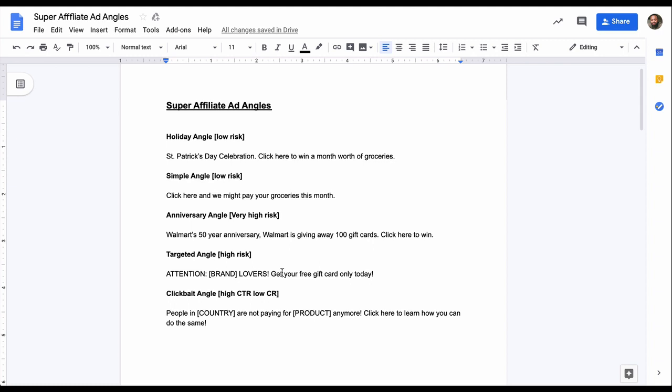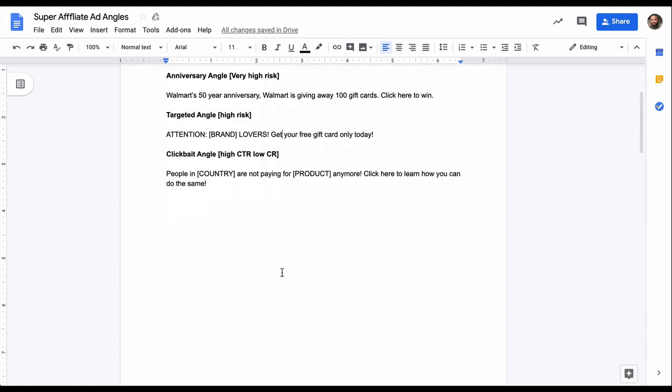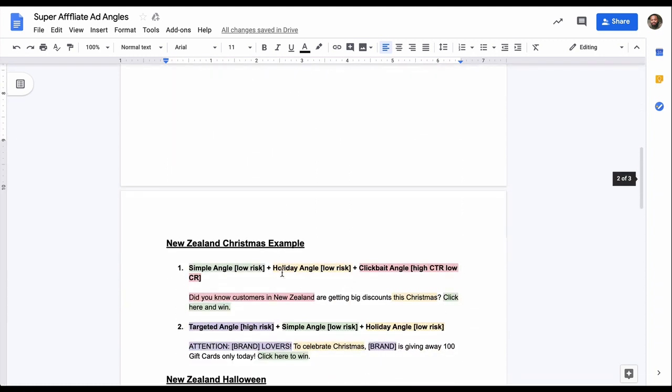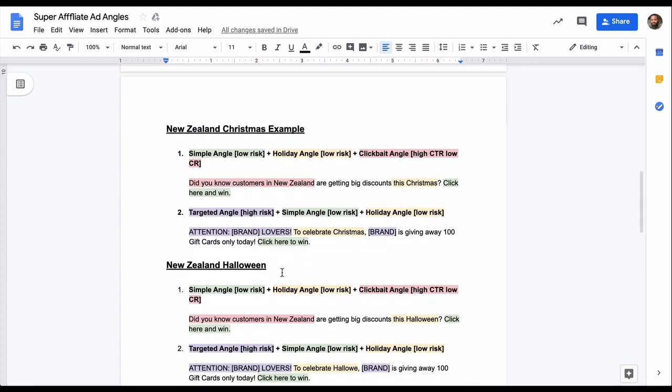So in this video, I'm going to show you an example of how you can do this with New Zealand, not for a specific product, but just to show you what can happen with a particular angle, and how you can continuously generate more and more angles. All right, so here is an example of what I've generated. This took me probably a couple of minutes to do. Very, very easy, very simple.